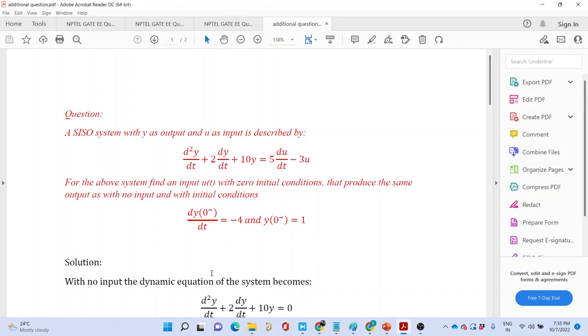Sir, the transfer function is the Laplace transform when initial conditions are zero. So how can we use these initial conditions when we are not finding the transfer function at all? We are just equating the response. We are finding y, the output.